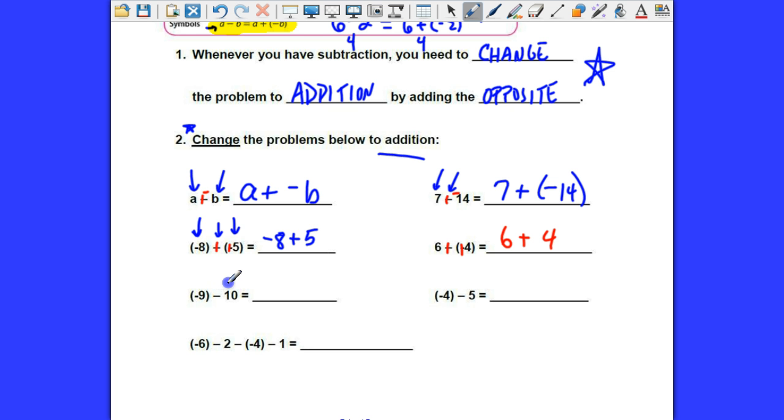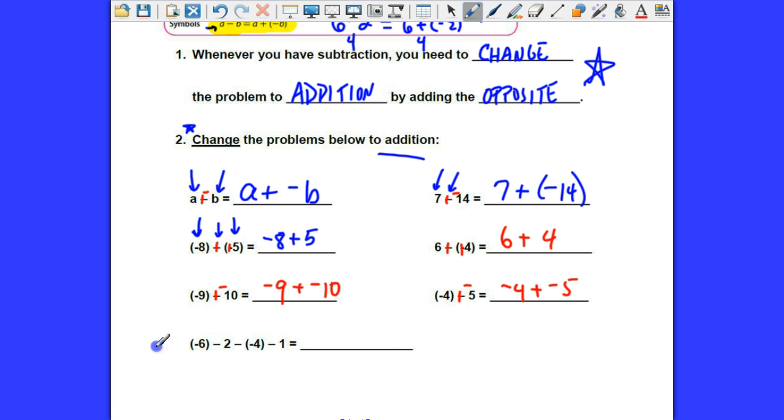Let's look at this one. Negative 9 minus 10. Boom, boom. Negative 9 plus negative 10. And then hopefully you could see negative 19 in that problem. Look at this. Negative 4 minus positive 5. Boom, boom. It's the same as negative 4 plus negative 5. Please write it down just like that.